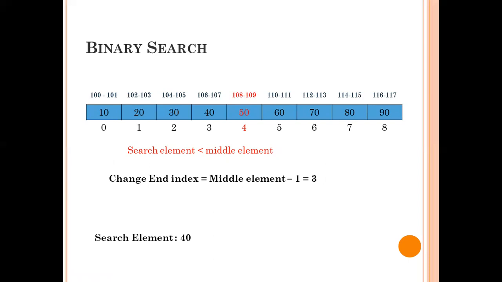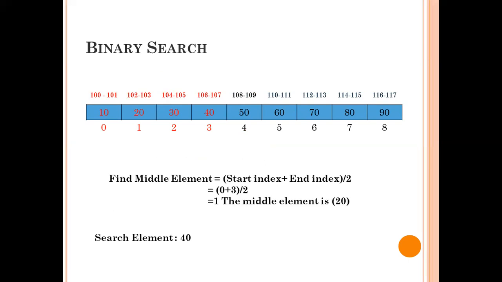Okay, so only in the front half portion we are going to search. So we are going to adjust the end element as middle minus 1. The next step is we are going to search for this index from 0 to 3, repeat the same procedure. We'll be calculating the middle element in this half, that is starting index plus end index divided by 2, 0 plus 3 by 2.